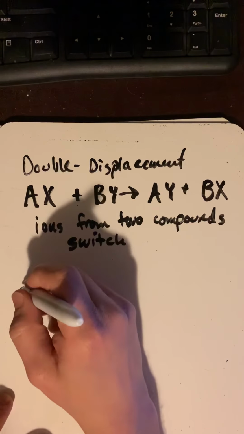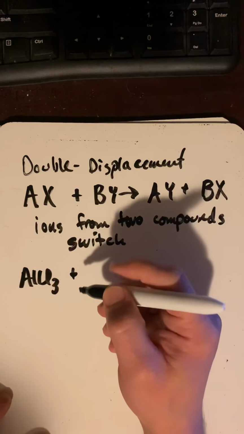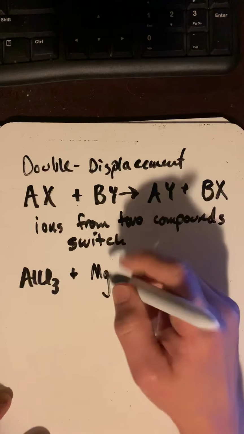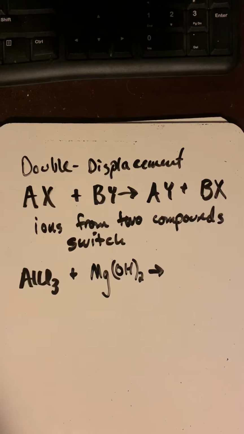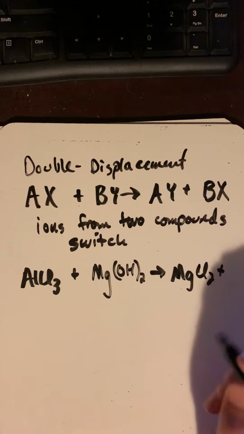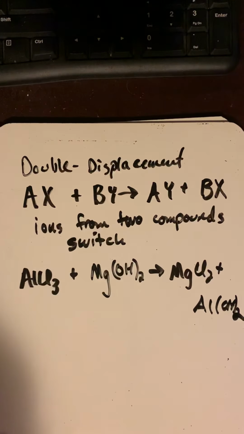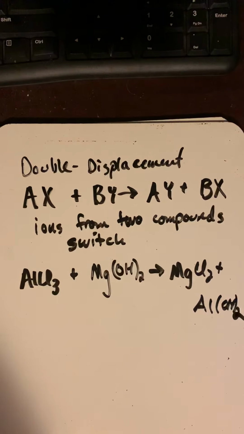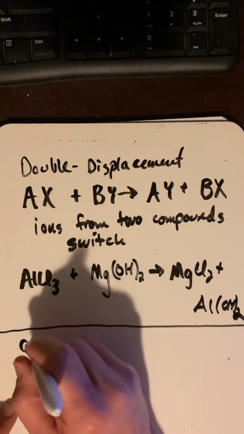So an example of something like this would be like aluminum chloride, ionic compound, is going to react with magnesium hydroxide. Okay, as a result of this reaction, we would get magnesium chloride and aluminum hydroxide. Okay, aluminum and magnesium here switch places like that. Okay, and then the last type is called combustion.